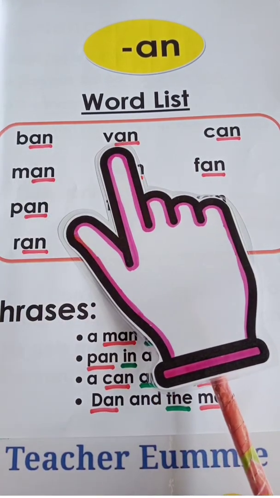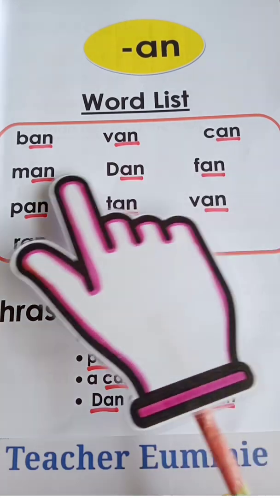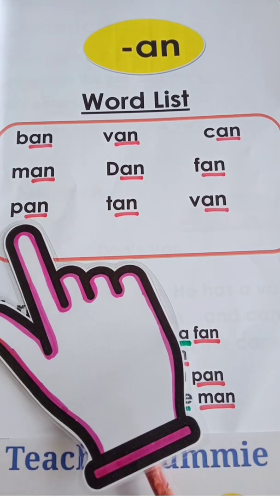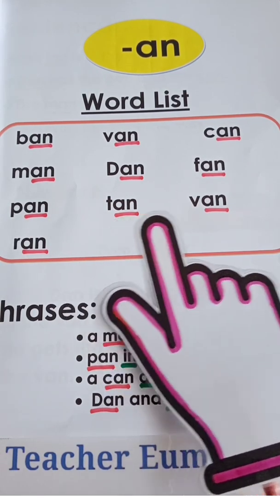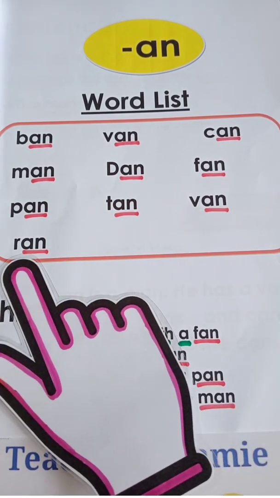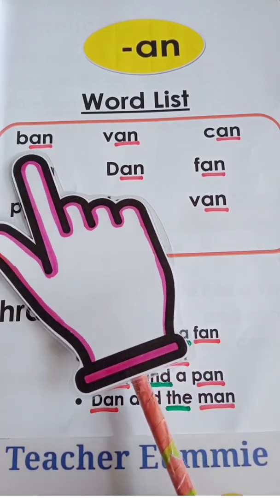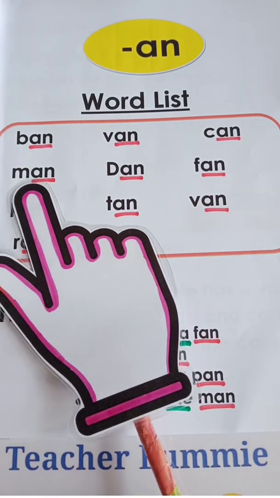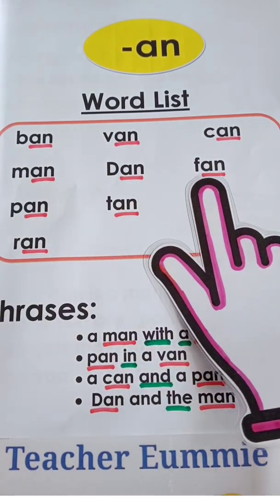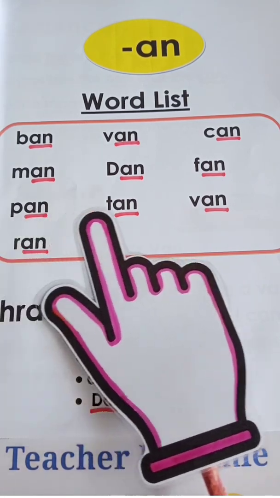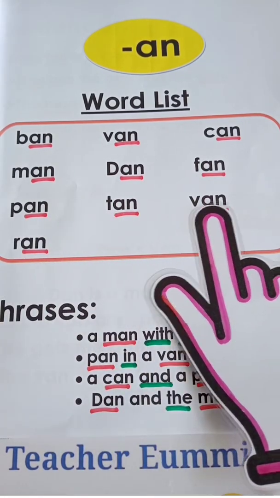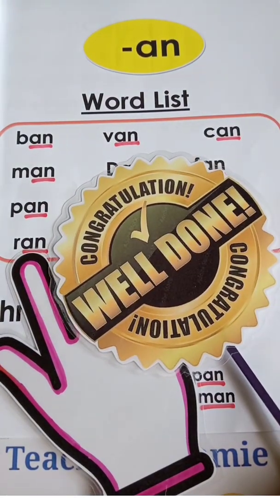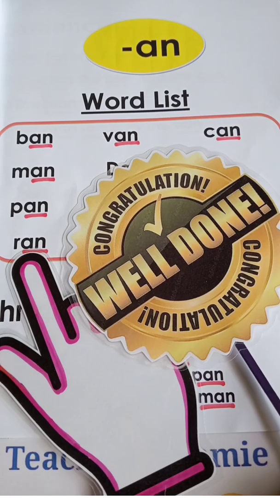Ban, van, can, man, dan, fan, pan, tan, van, run. Okay, you read it alone. Okay, well done. Now let's proceed to the phrases.